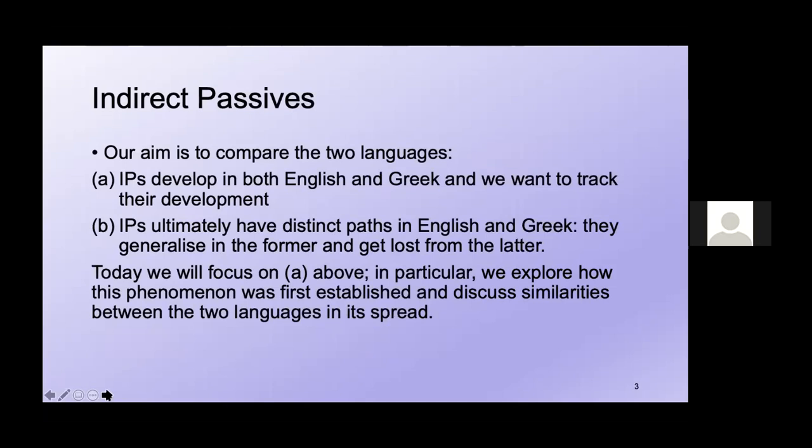And in today's talk, we're going to be focusing on the first of these, and in particular, we're exploring how this phenomenon was first established and discussing similarities between the two languages in how it spread.